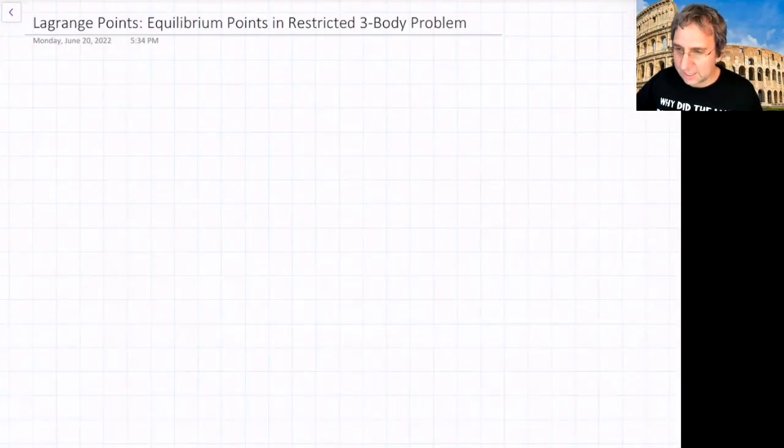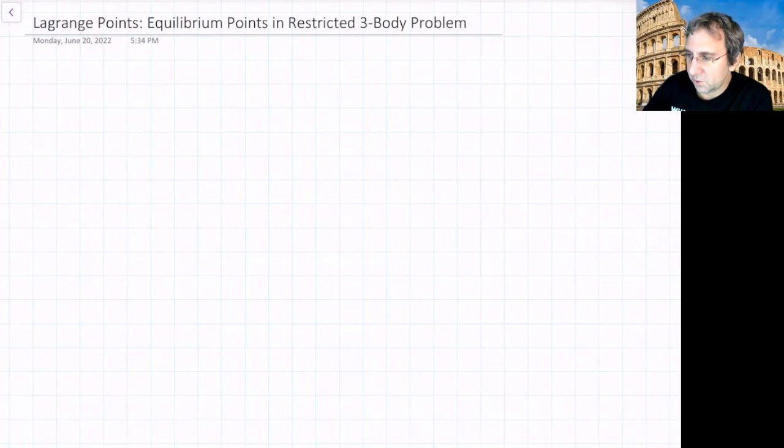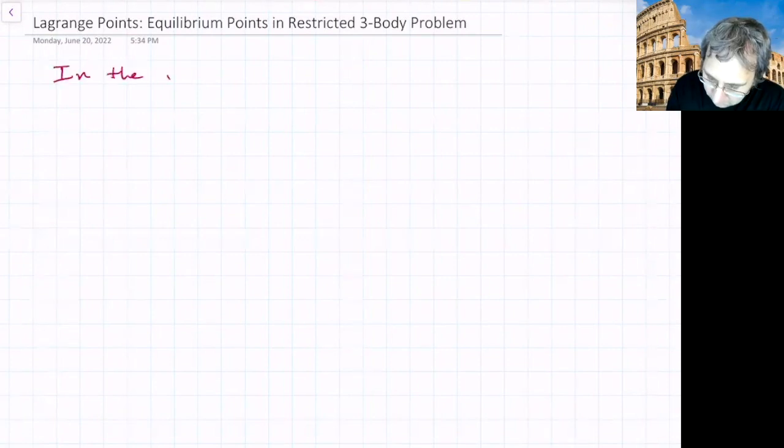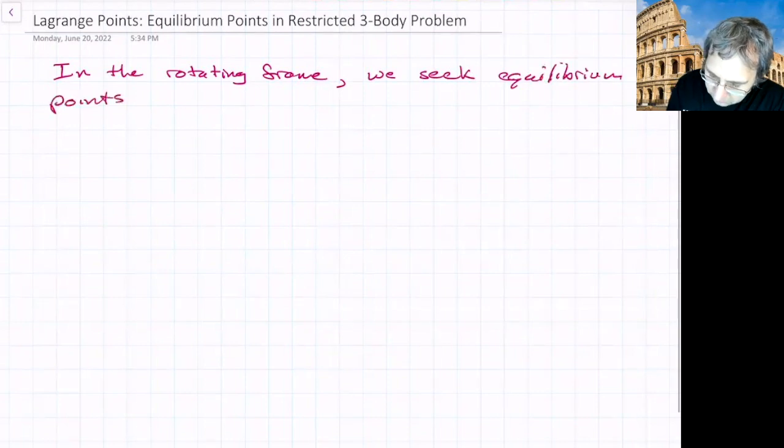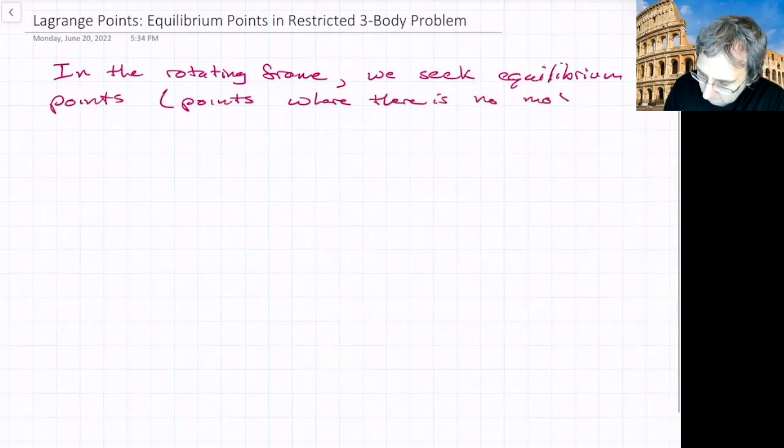So in the study of dynamical systems, if you're to do an analysis of a nonlinear system of ODEs, one of the first places people typically start is looking for equilibrium points. So it's natural for us to look for equilibrium points even in this system. So that's what we want to do. And we're looking at equilibrium points in the rotating frame. So these would be points where there is no motion.